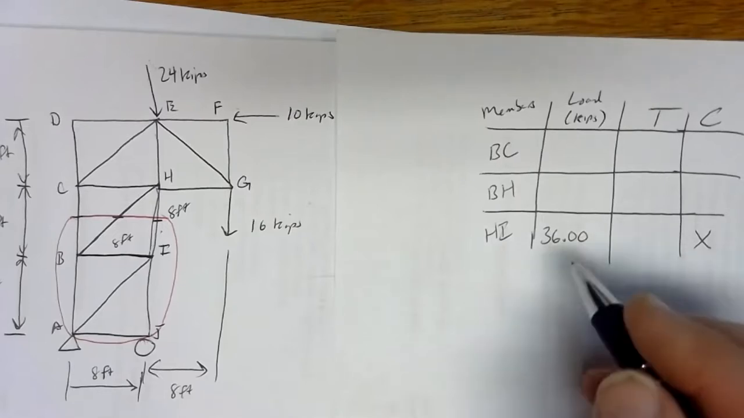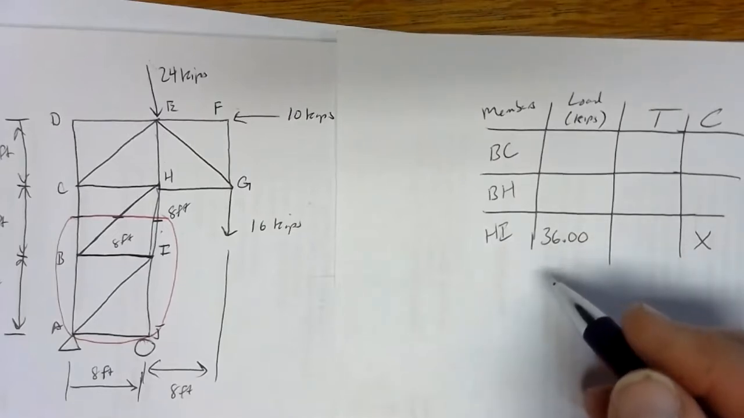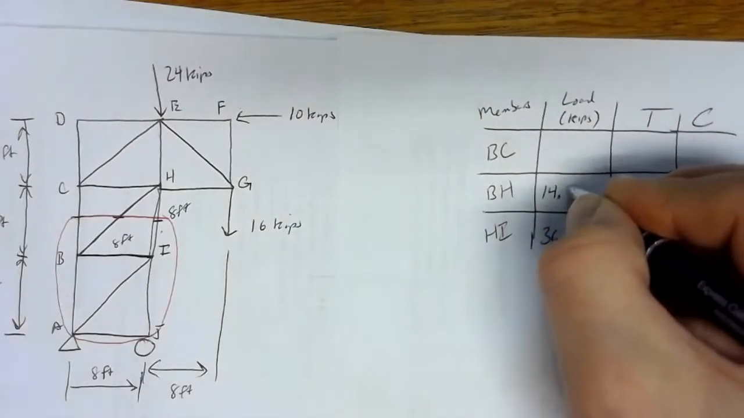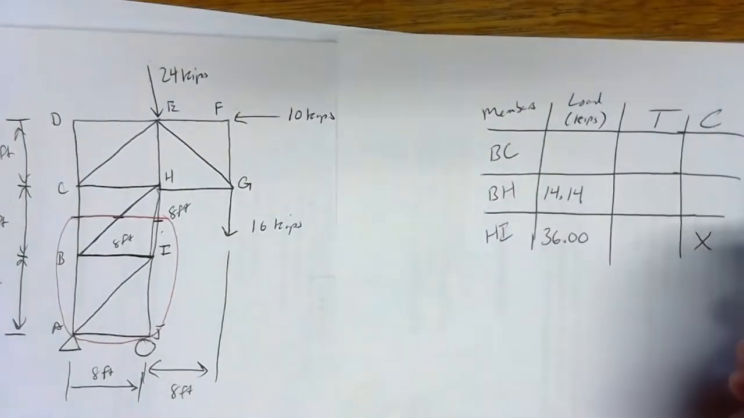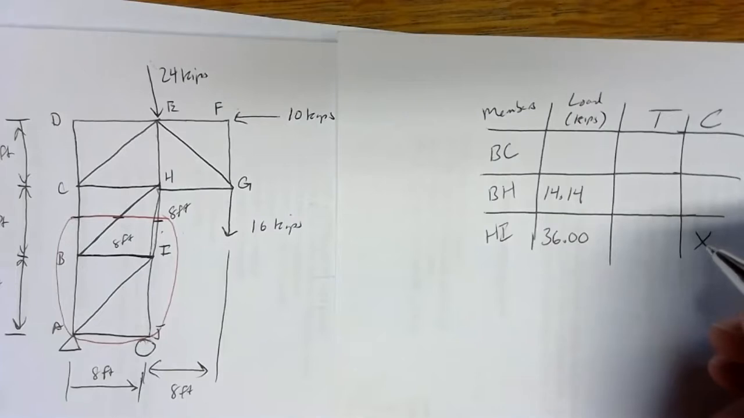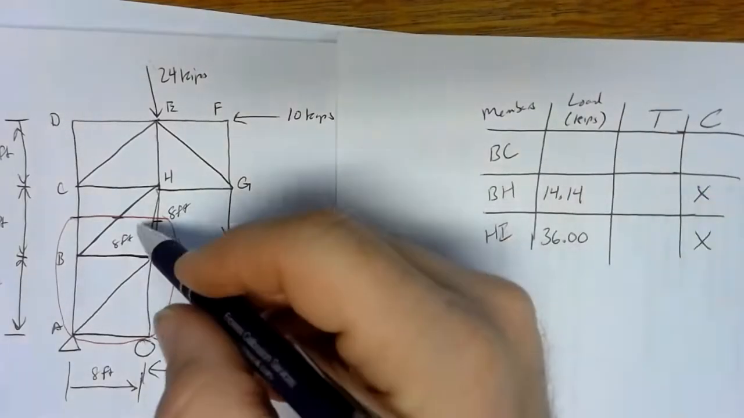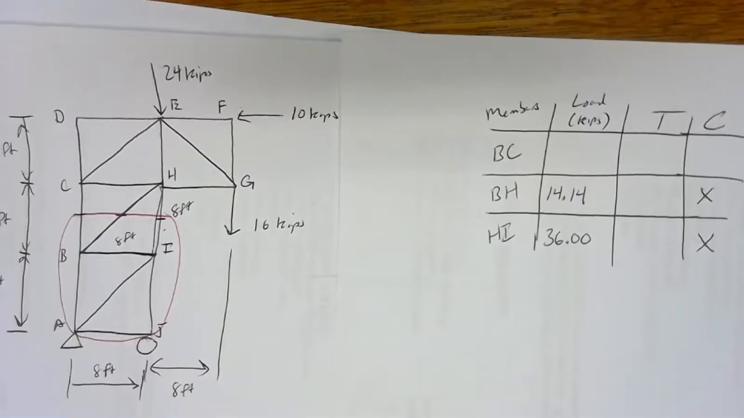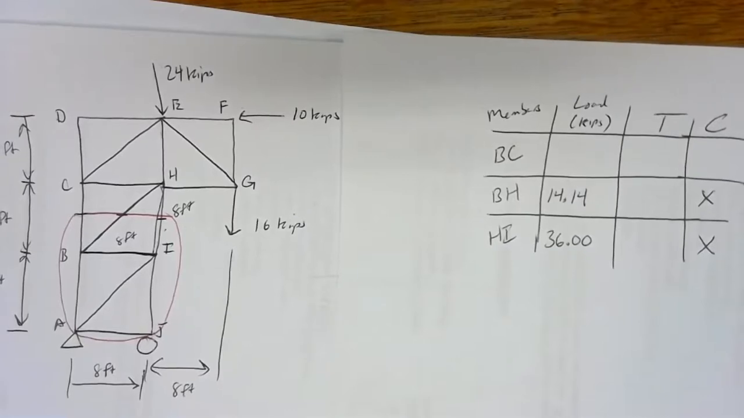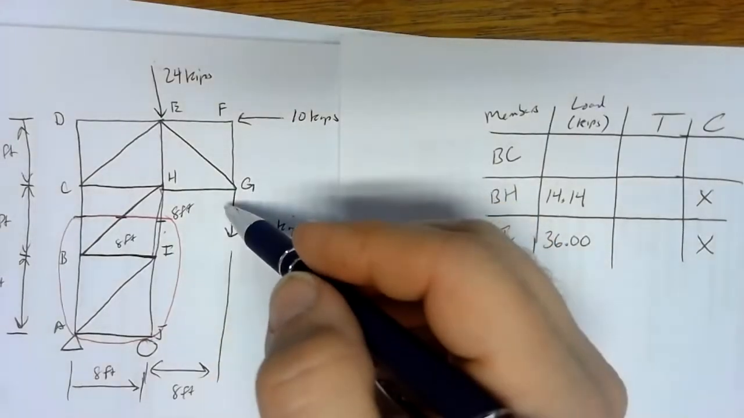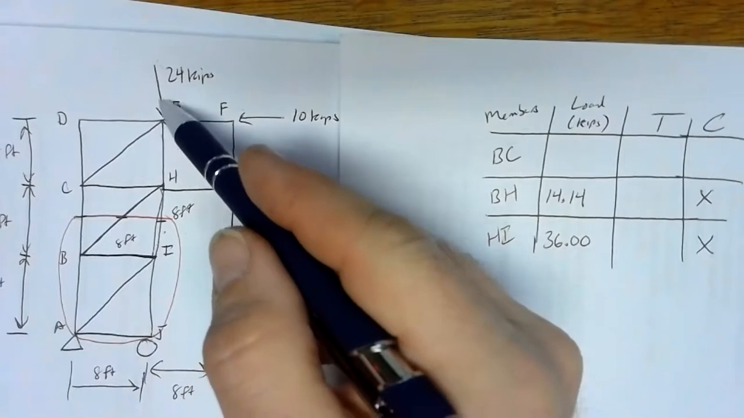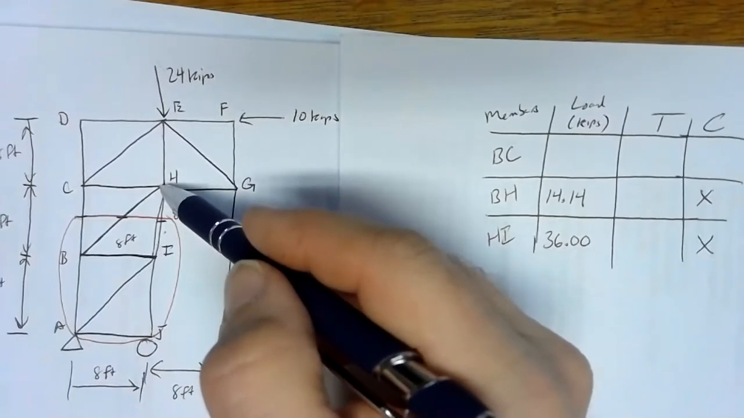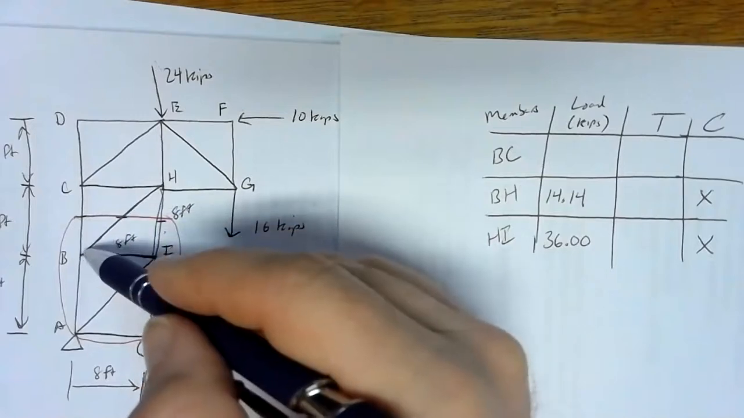Member BH, we got negative 14.1421. So that's 14.14 to 4 sig figs. Came out negative. Negative means compression. So member BH, it's a cross member, so it's a little harder to see exactly how it's in compression. But I'd look at it as, well, this column here is being pushed down. H is going to be pushed down a bit, and as H gets pushed down, this is going to be put off to the side.